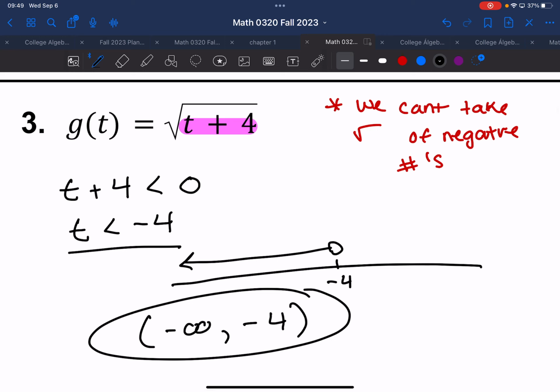Is it always going to be t plus 4 less than 0? Yes, it's always going to be less than 0 because we want to find what's going to make it negative. That's why it's less than 0. Why is it not less than or equal to 0? Then you'd be doing a square root of 0. Yes, and does the square root of 0 exist? Square root of 0 is just 0, right? So it does exist.